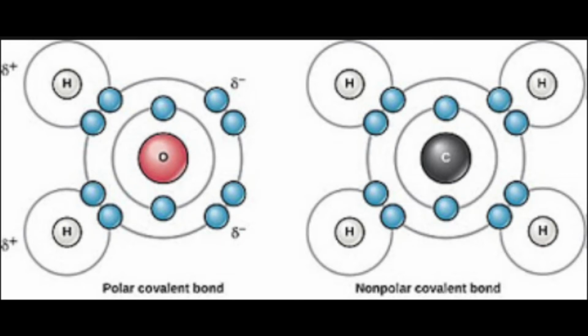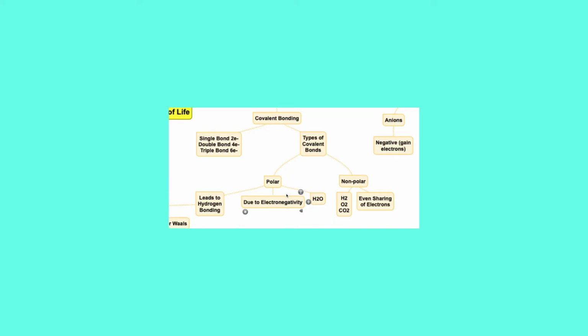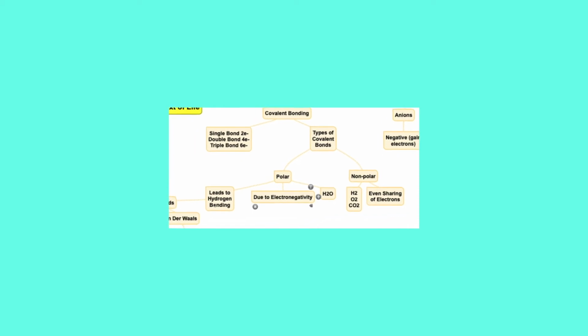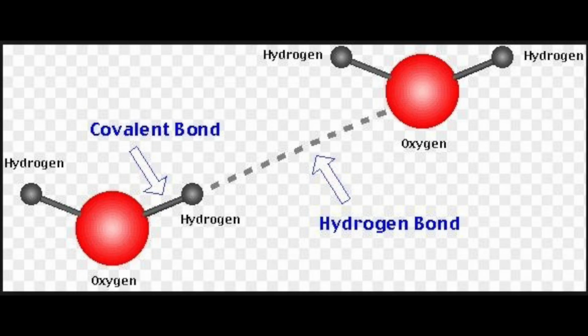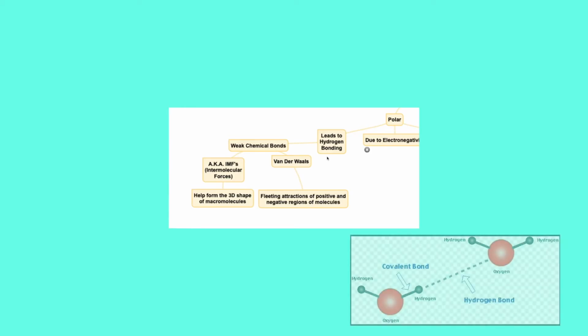And this is due to the fact that oxygen is going to be highly electronegative. It's going to hold on to its electrons more often. All right, and this polarity is going to lead to something called hydrogen bonding. Hydrogen bonding, remember, is super important in the chemical properties of water, things like cohesion and adhesion, capillary action, specific heat, things of that nature.